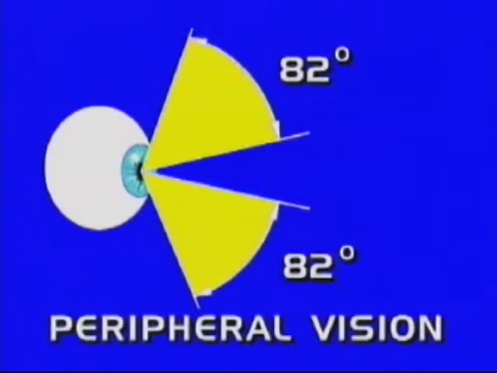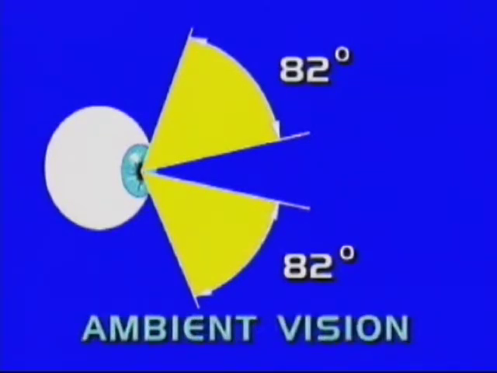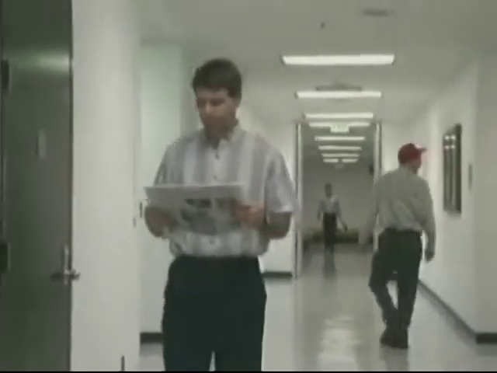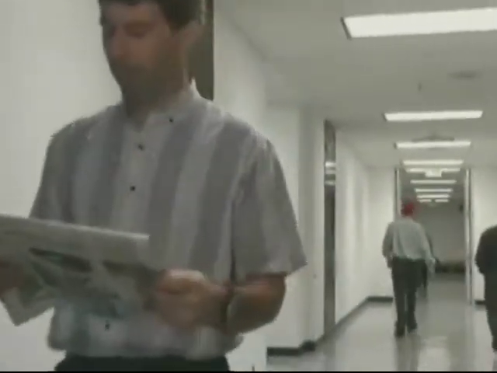Peripheral vision is approximately 82 degrees on either side of the central vision field. Peripheral vision, also known as ambient vision, is involved with perception of motion and attitude cues, and provides peripheral reference cues to maintain spatial orientation. This visual capability enables orientation independent from central vision, which is why we can walk straight while reading.